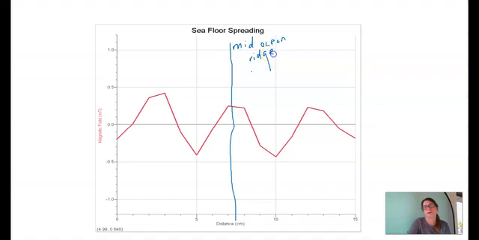Our next step is to indicate which direction these plates are moving. So let's recall. We have 3 different types of plate boundaries. What kind of plate boundary do we have at mid-ocean ridges? And how are those plates moving relative to each other?